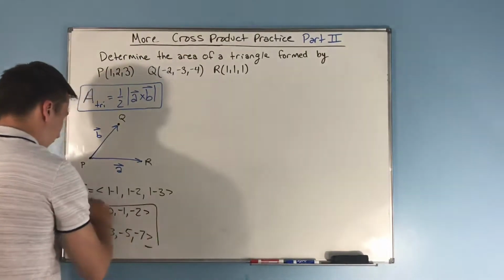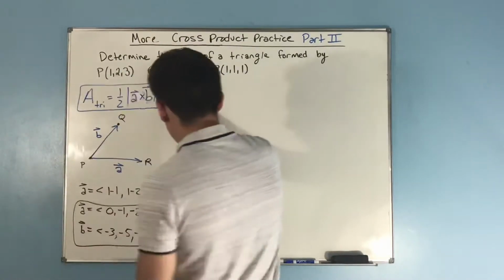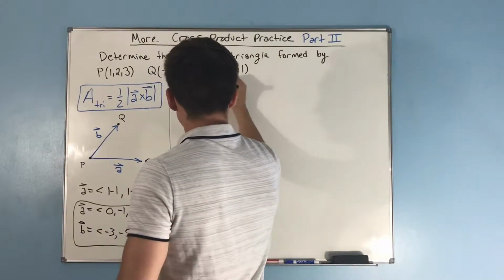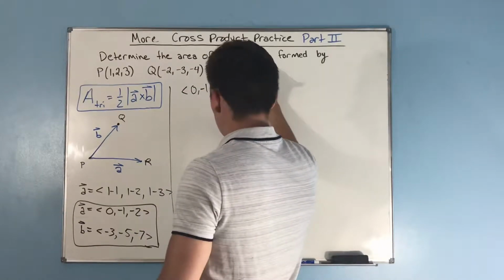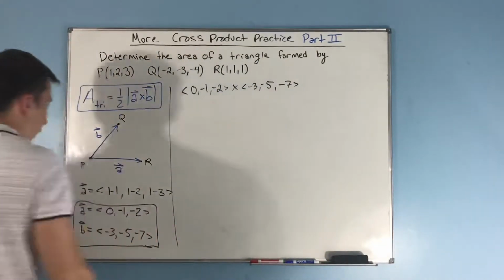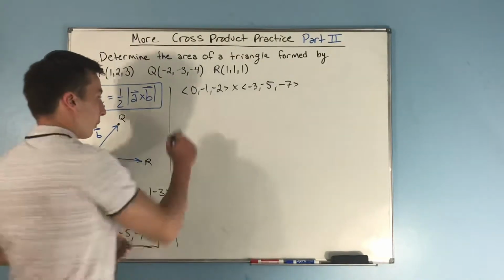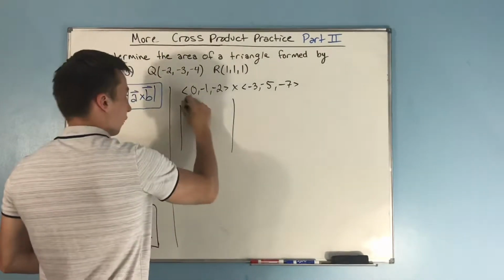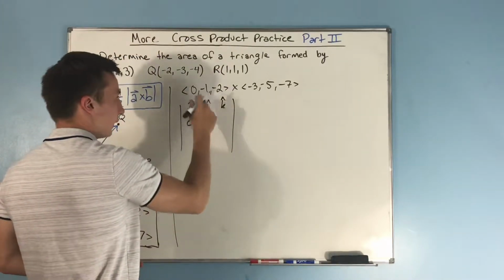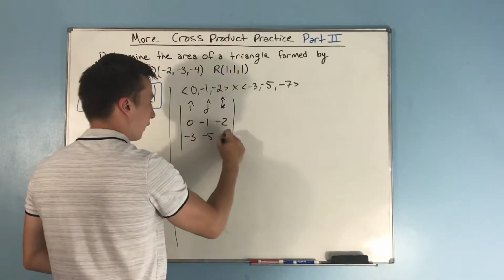So now we have these 2 vectors, and we're going to find the cross product of them. Over here, we will have (0, -1, -2), and we're going to cross that with (-3, -5, -7). So, now let's do the cross product. We need to find the determinant of our 3 by 3 matrix. We have, for our second line, 0, negative 1, negative 2, and for our third line, negative 3, negative 5, negative 7.